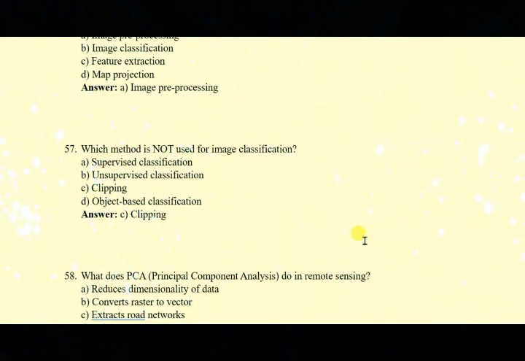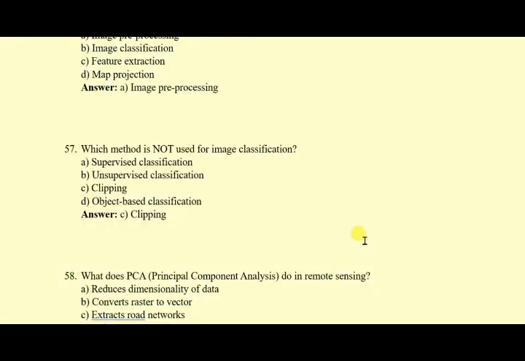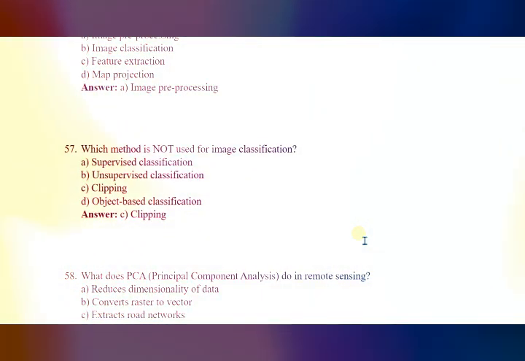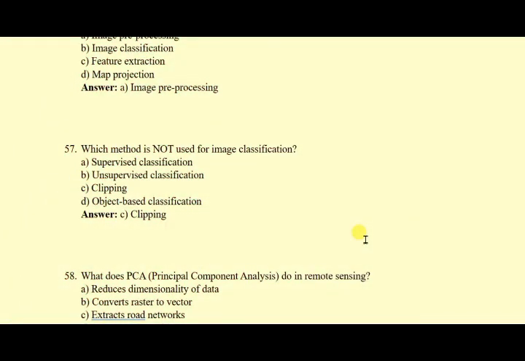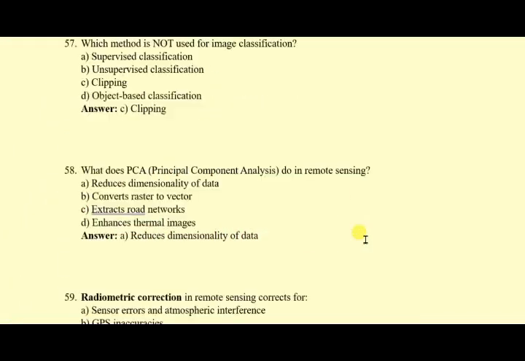57. Which method is not used for image classification? Supervised classification, unsupervised classification, clipping, object-based classification. The right answer will be clipping, means clipping is not used for image classification.